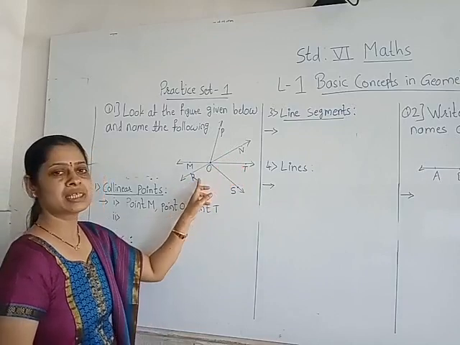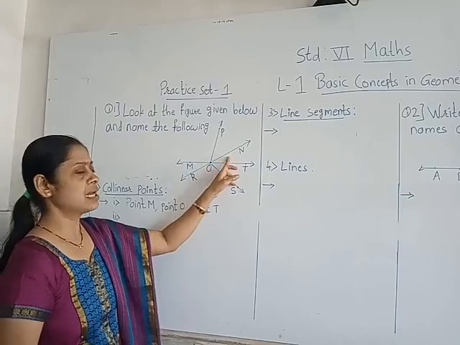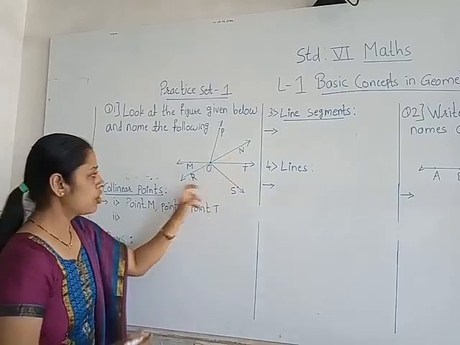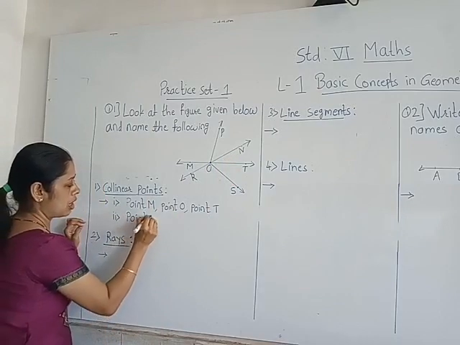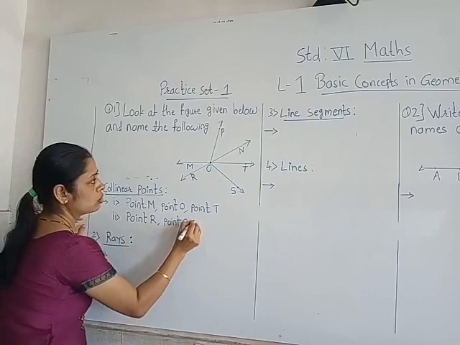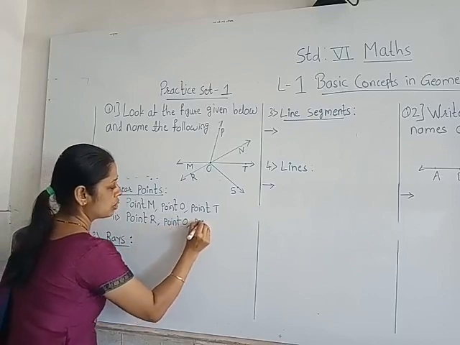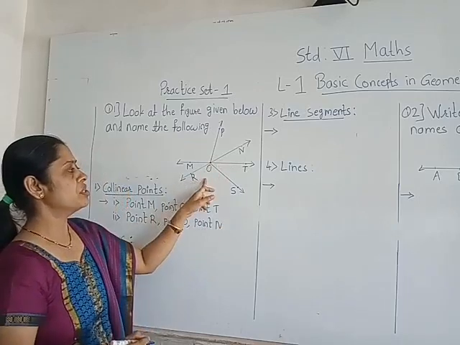These 3 points lie on a single straight line. So this is the second set of collinear points. Point R, point O and point N. These are collinear points.